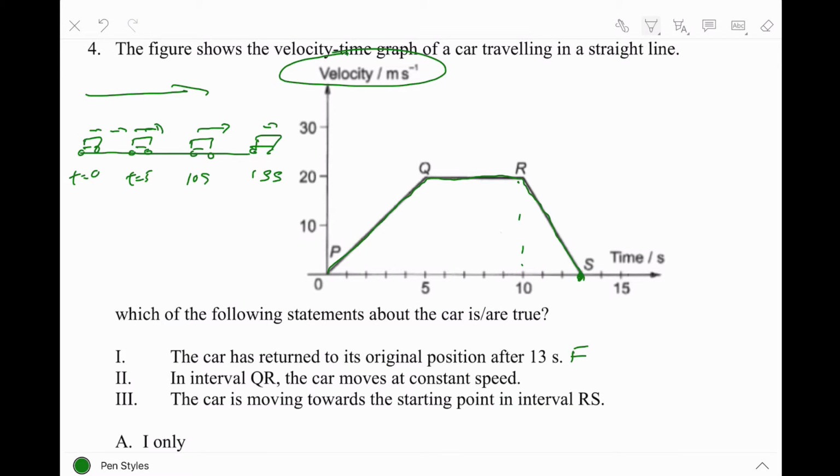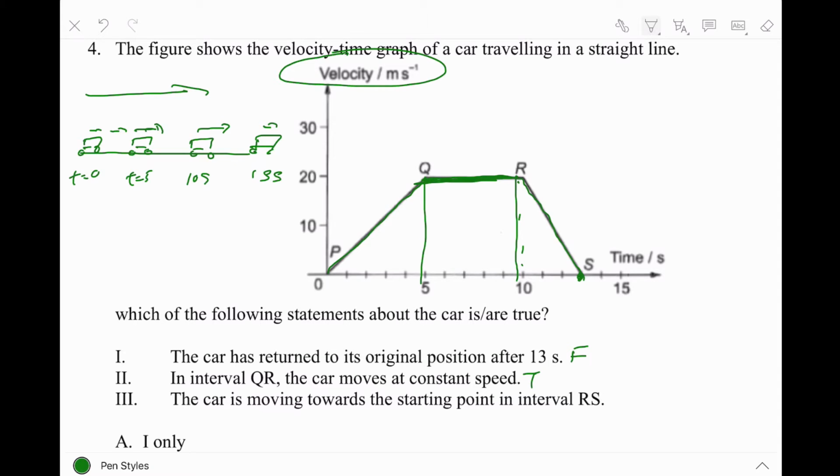All right. Of course, you don't need to make a drawing during the exam, but you can do it in your head. In the interval QR, during this interval, the car moves at a constant speed. This speed is constant, yes, so this is true.